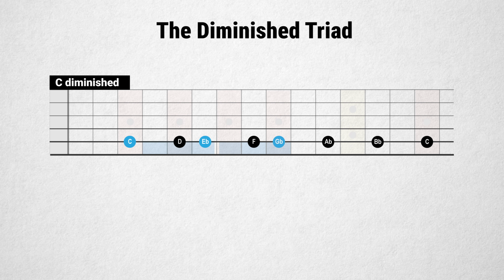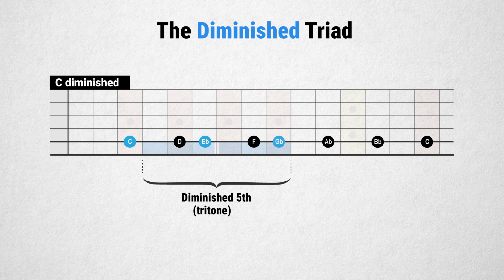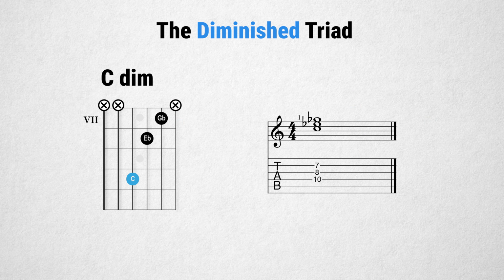Now then we could stack 2 minor thirds, C and E flat and E flat and G flat. And this interval between C and G flat is now a diminished fifth and creates an unstable dissonant sound. The diminished fifth is also called a tritone interval that plays an important role in functional harmony. And we call this triad a diminished triad or a diminished chord, and this is the shape and sound.